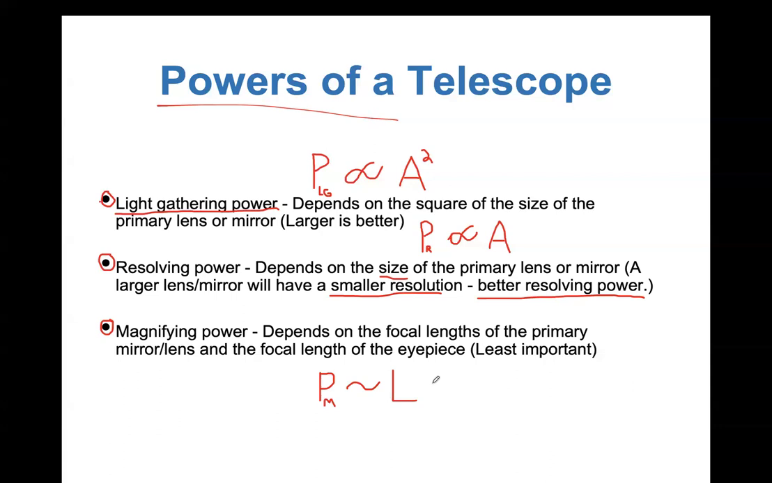Well, talking about the focal length, it's going to be of the primary mirror. So longer focal length means higher magnifying power. And just like I've said a few times, light gathering is the most important. And now we got to the bottom and we got into the least important, which is magnifying.